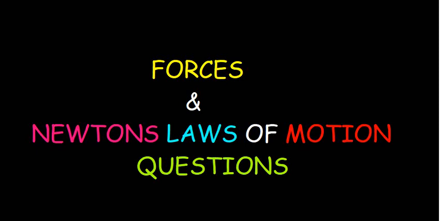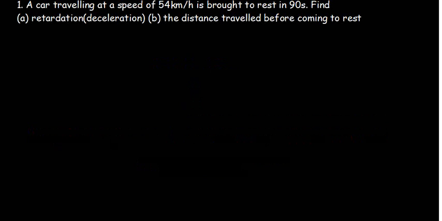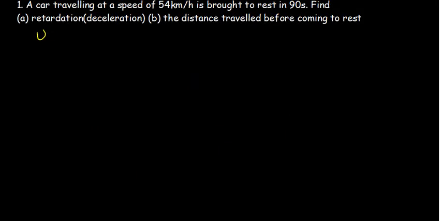Let's go over practice questions on forces and Newton's laws of motion. The first one here: a car traveling at a speed of 54 kilometers per hour is brought to rest in 90 seconds. The first question is to find the deceleration. So we've been given the initial speed. This car is traveling at 54 kilometers per hour.